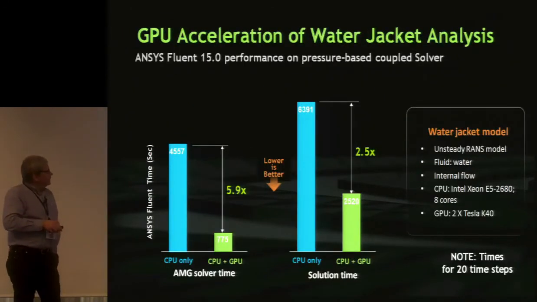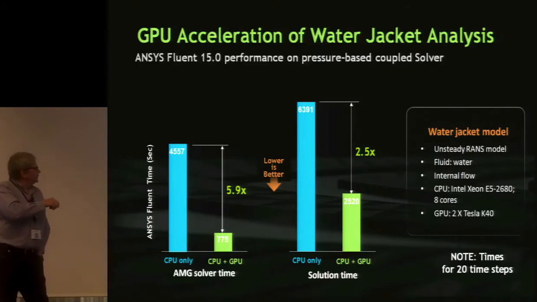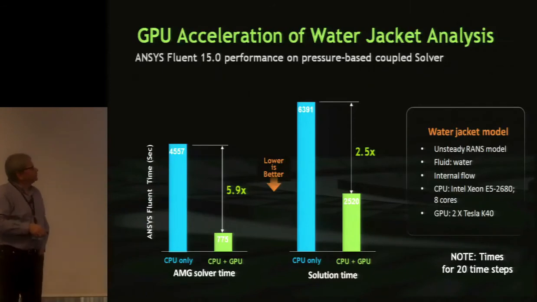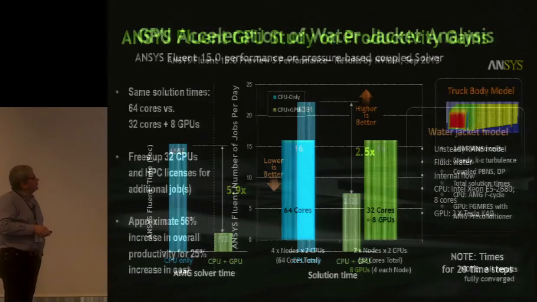Here's another model where you can see the AMG solver time. So you get a speed up of nearly 6 with a CPU socket, 8 cores, plus 2 Tesla K40. The solution time gets, at the end, a factor of 2.5x speed up.